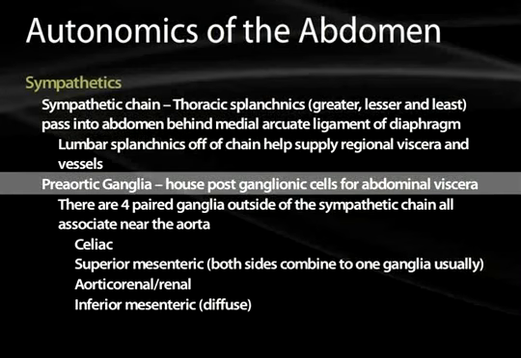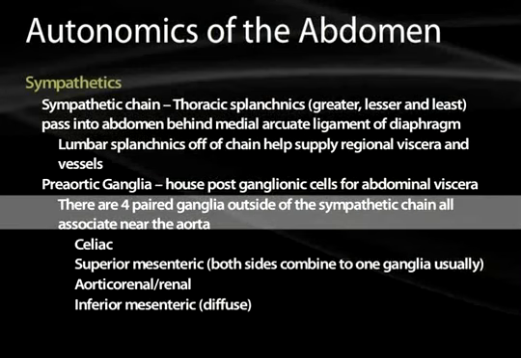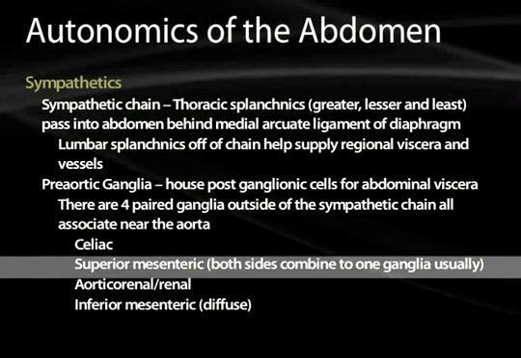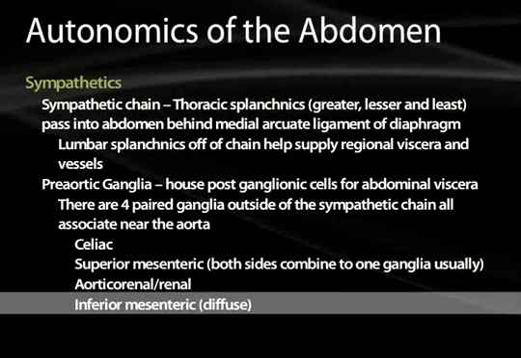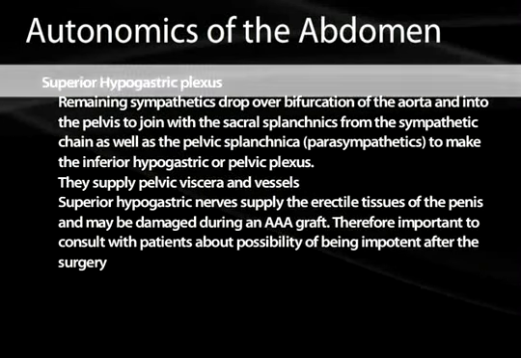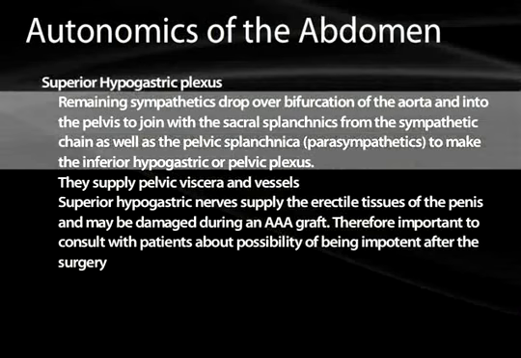There's going to be a set of 4 paired ganglia in association with the sympathetic chain in the abdomen. Those preaortic ganglia are going to be celiac, superior mesenteric, aorticorenal, and inferior mesenteric, which is going to be more diffuse. As I mentioned earlier, the superior hypogastric plexus will be all the remaining sympathetics that will drop into the pelvis to supply the viscera and the vessels in that area. They're known as superior hypogastric nerves, and these will drop into the pelvis to connect with some inferior hypogastric nerves, and then we'll have the innervation of the abdomen and the pelvis combined.